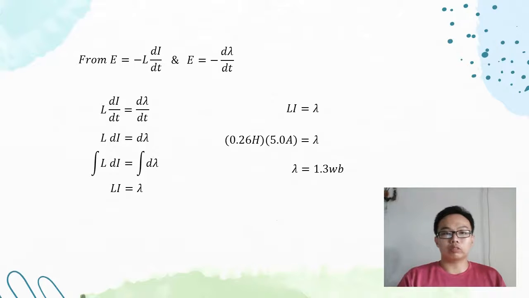Now we use two formulas, one from self-induction and one from Faraday's law. We compare these two formulas and integrate both sides using the differential equation method, and we get the formula Li equals λ, where L is self-inductance, i is current, and λ is magnetic flux linkage. We substitute the values given, and we get the magnetic flux linkage after 2 seconds is 1.3 Weber. These two are the examples we gave for our electromagnetic induction term.